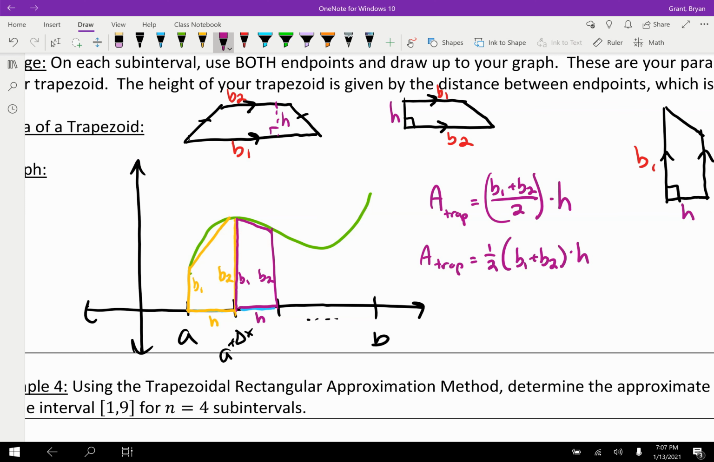You do need to have that memorized, or just realize it's the average of the bases times the height. We will be using it often. I almost guarantee you will need to use this at least once on the AP test somewhere.